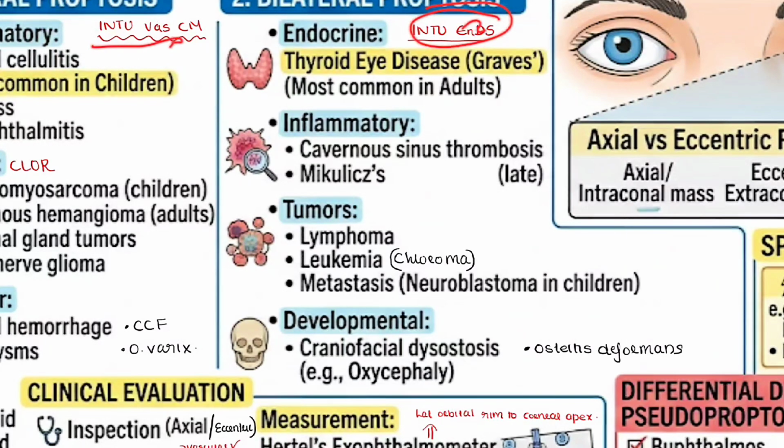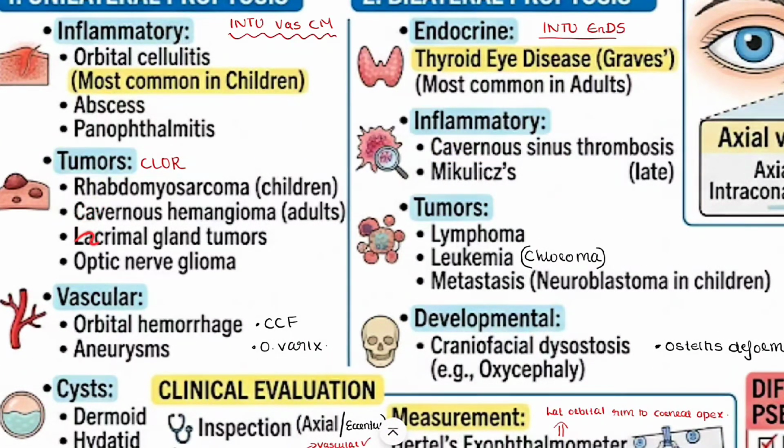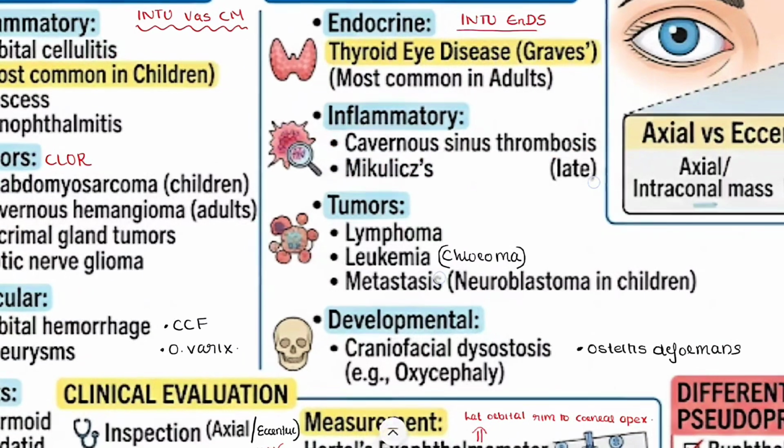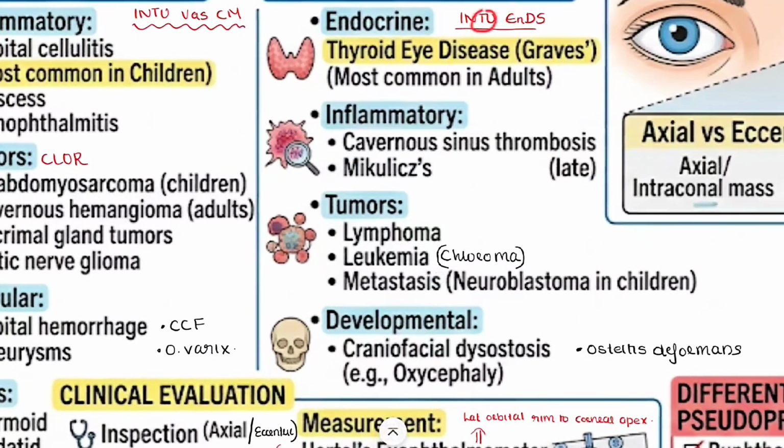Now coming to bilateral proptosis, remember it by INTU ENS. INTU was CM, now INTU ENS. What is INTU? Again, inflammatory and tumors. What are the inflammatory conditions? Orbital cellulitis, abscess and panophthalmitis, or the complication of orbital cellulitis, that is cavernous sinus thrombosis, and also Mikulicz syndrome can cause bilateral proptosis.